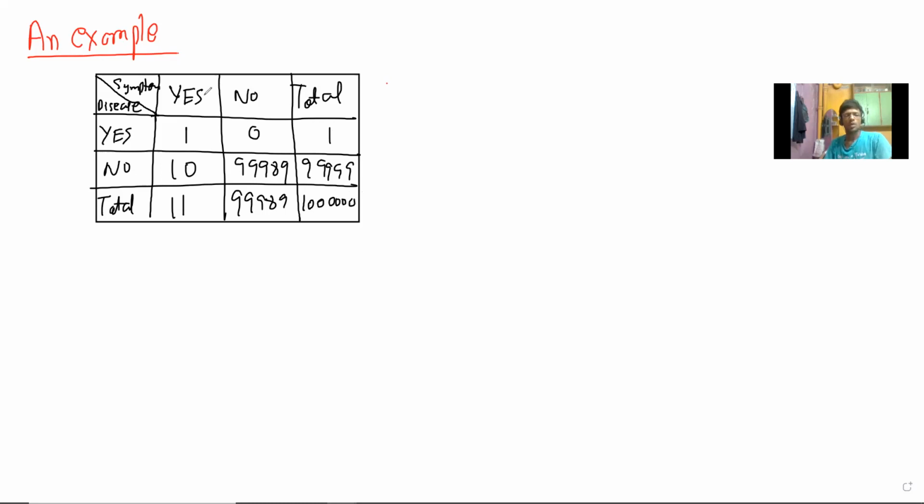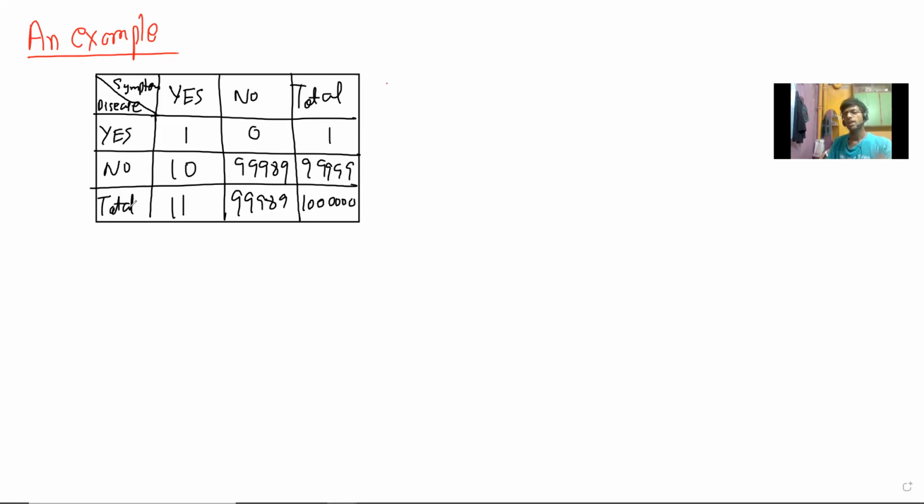Basically, there is 1 person, let's say, who has the symptoms and has the disease. And there are 10 people who have the symptom, so they are in the yes in the symptom row, but they don't have the disease. I should not actually be needing to explain this, but I'm just saying this, okay? And the rest, you should interpret on your own, because the question is also about quickly interpreting the data. And so this is the table, okay?